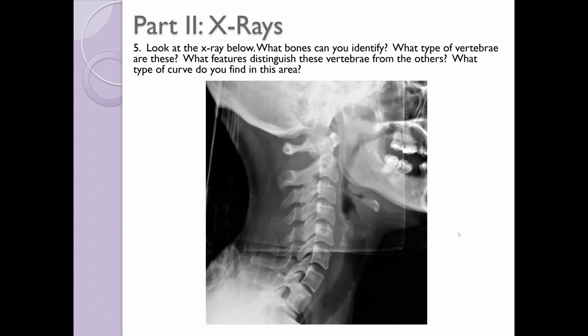So let's first look at bones and bone markings. So you can see the occipital bone in this image. You can also see the mandible. Looks like this person's missing a tooth or 2.